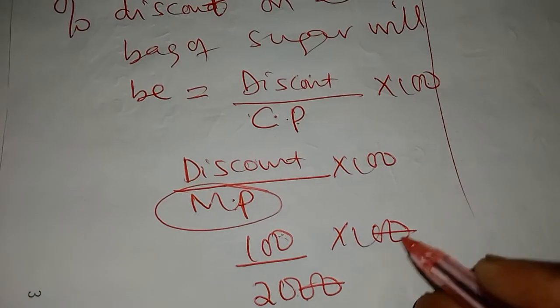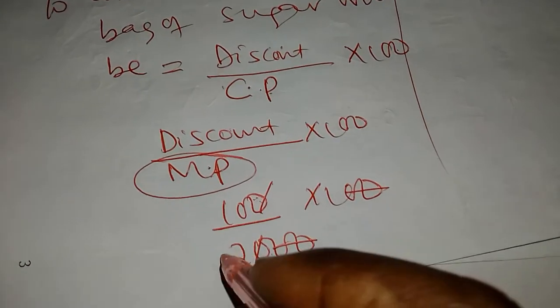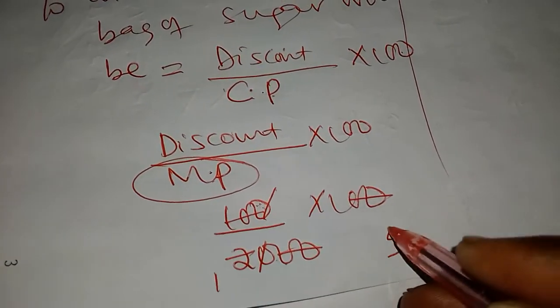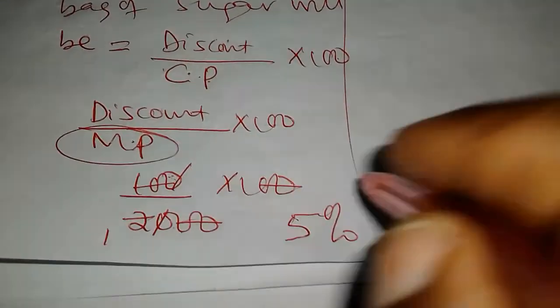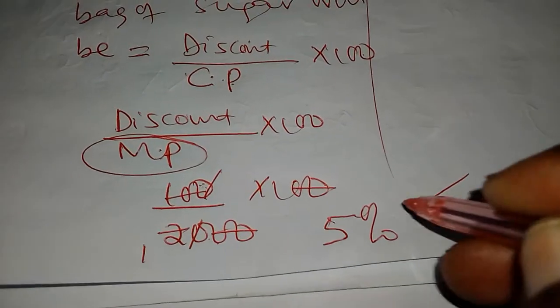So this and this will disappear, this and this will disappear. So 2 there, 1s, 2 there. So each bag of sugar gets given a discount of 5%.